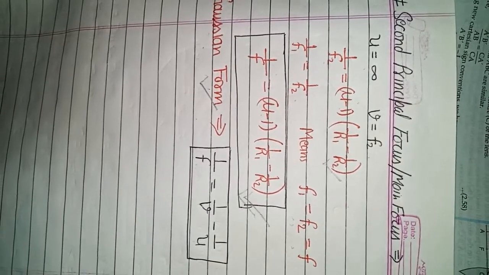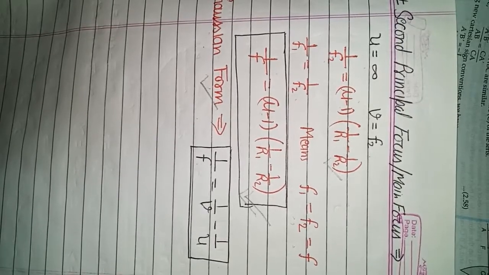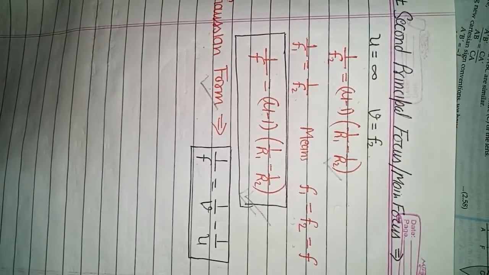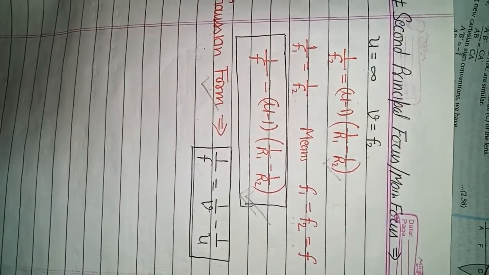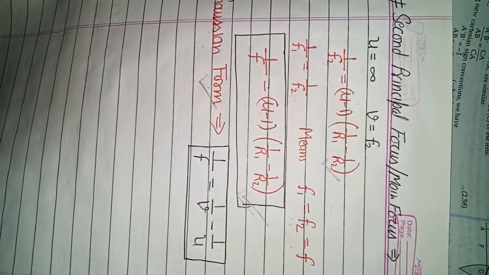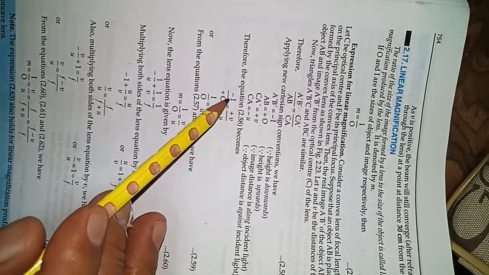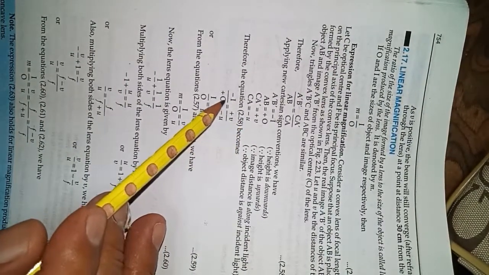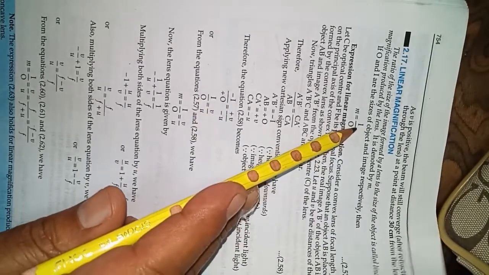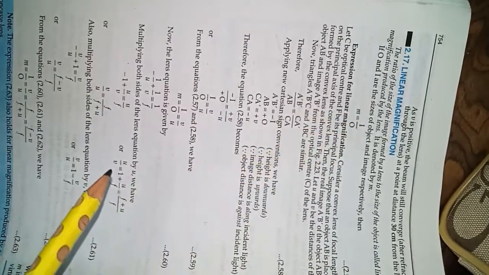In the same way, you can study the formula of linear magnification for a lens. You know what linear magnification is for a mirror? You have already studied it. For a mirror, the ratio of the height of the image to the height of the object is called what? Linear magnification. That is I upon O is called linear magnification.